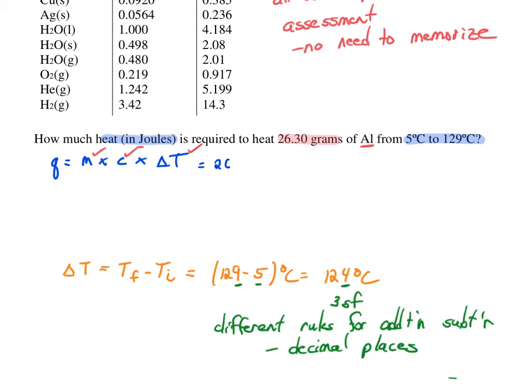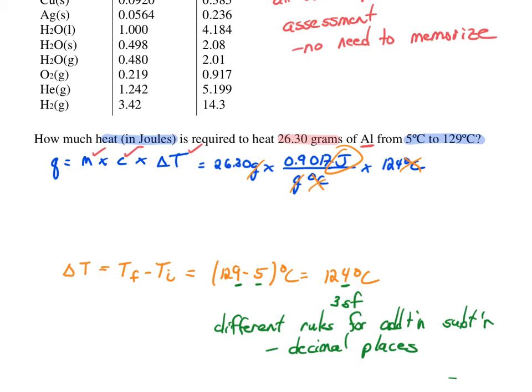Our mass is 26.30 grams. Specific heat capacity. We noted that our specific heat capacity is 0.9017, and the units here are joules per gram degree C, and our delta T in degrees C is 124. Okay, we'll check to see if we've set things up right by looking at our units. We see our answer should be expressed in joules, and that's what we're asked to do.